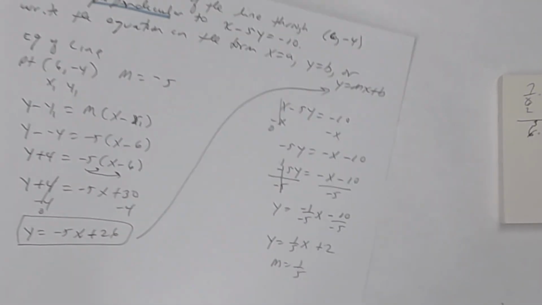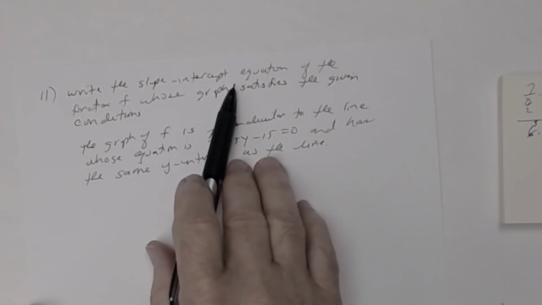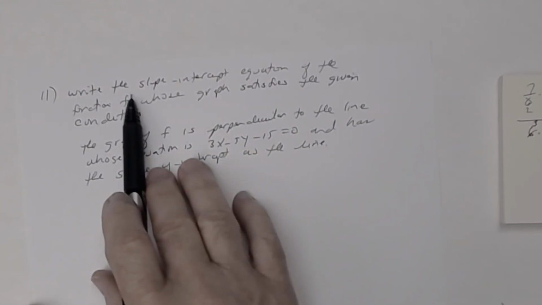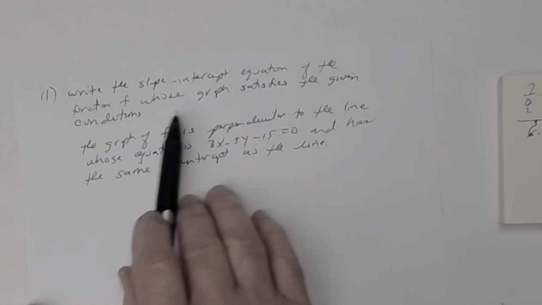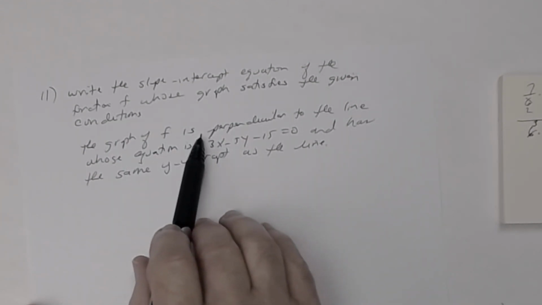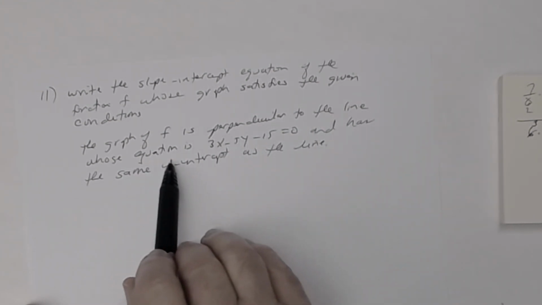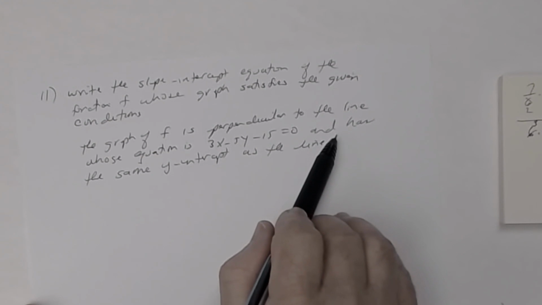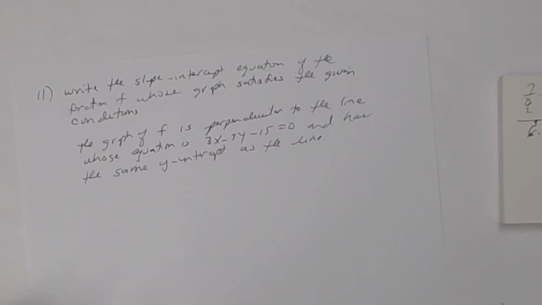And then finally, number 11, you want to write the slope-intercept equation of the function f. So notice another function, so we're going to write your answer in function notation, whose graph satisfies the condition. The graph of f is perpendicular to the line whose equation is 3x minus 5y minus 15 equals 0 and has the same y-intercept as this line.